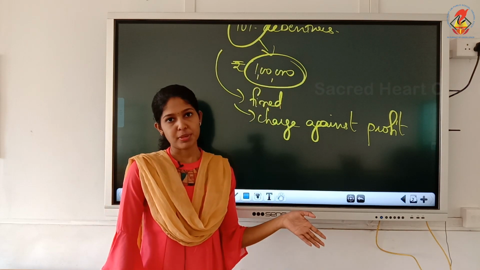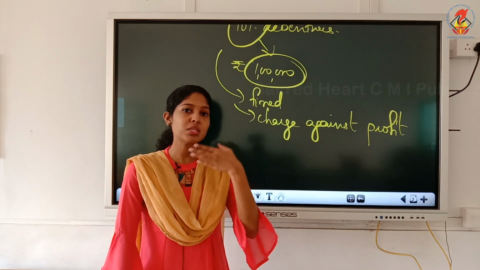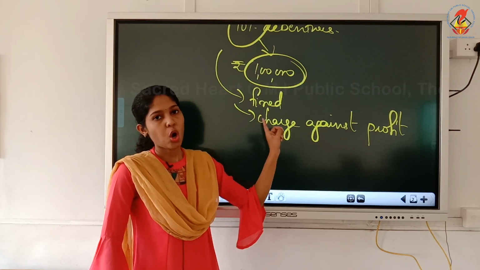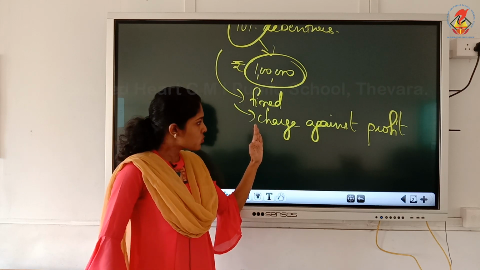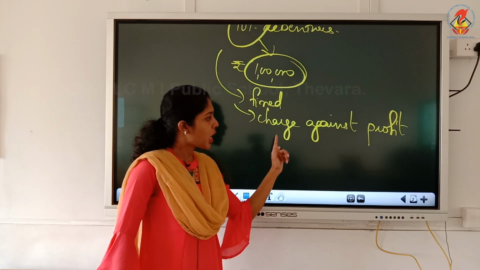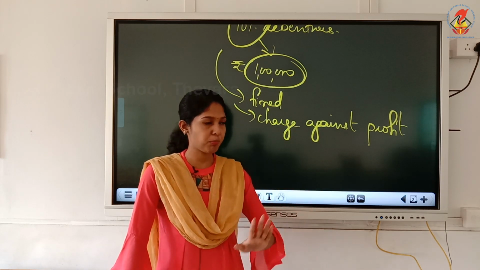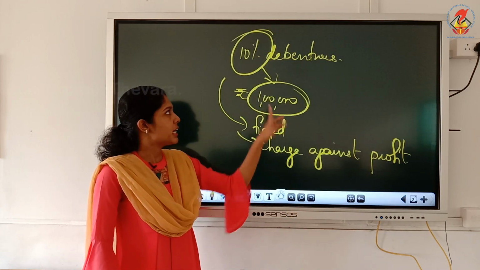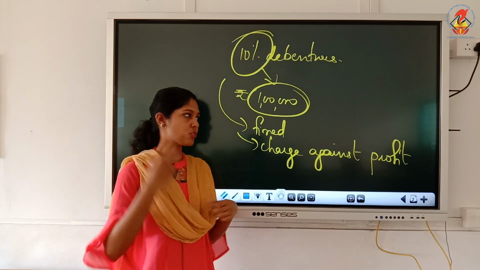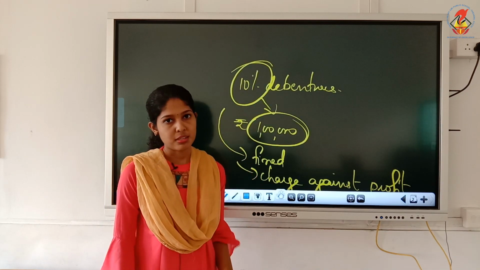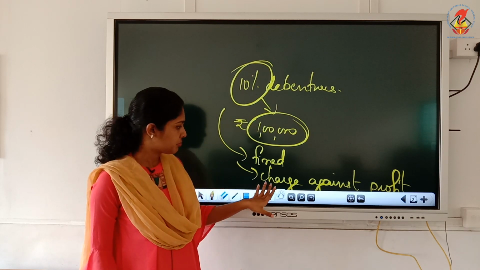Whatever happens, that means even if the firm is incurring loss, you are supposed to pay them interest on debentures. That is why it is known as a charge against profit. Compulsorily you have to pay this interest of 10%. That means the amount will be 1 lakh into 10%, 10,000. You understood?